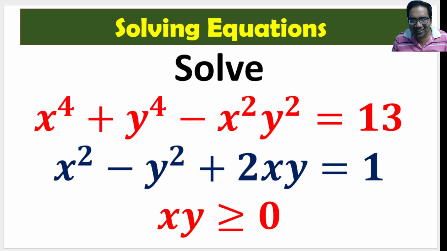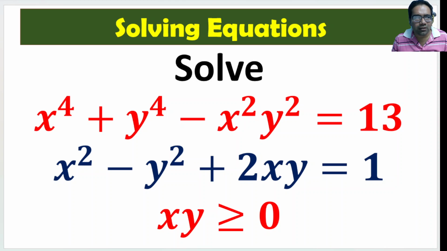Hi friends, here is a nice problem. x^4 + y^4 - x^2y^2 = 13. x^2 - y^2 + 2xy = 1. And we have to solve for the case when xy is greater than or equal to 0.